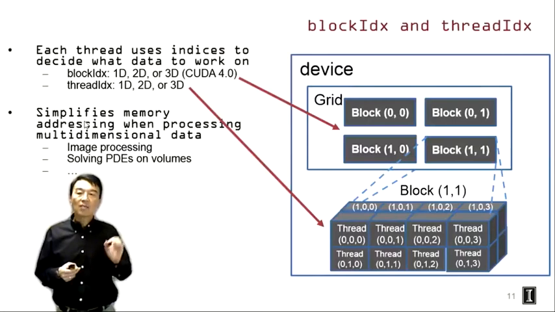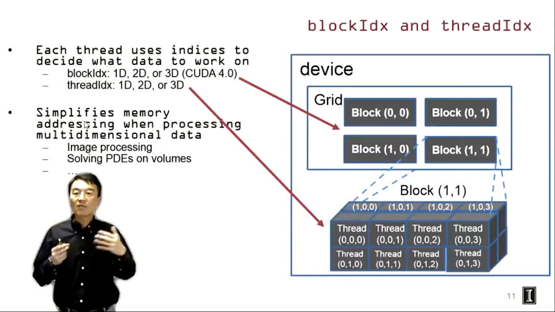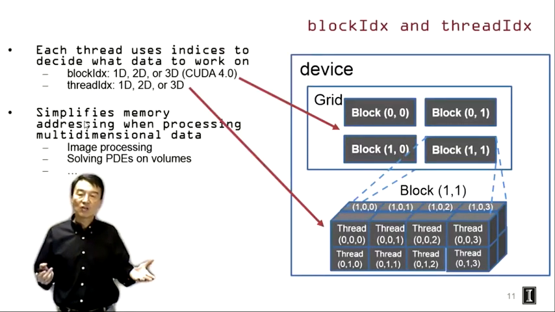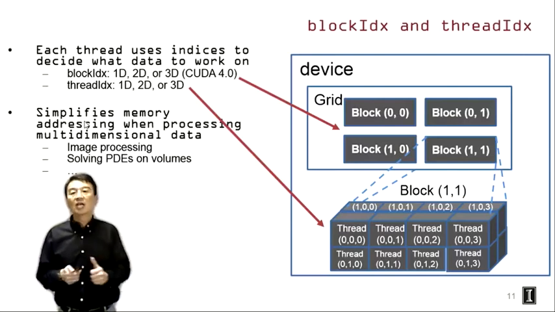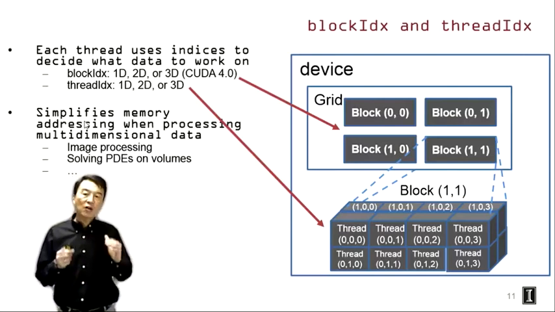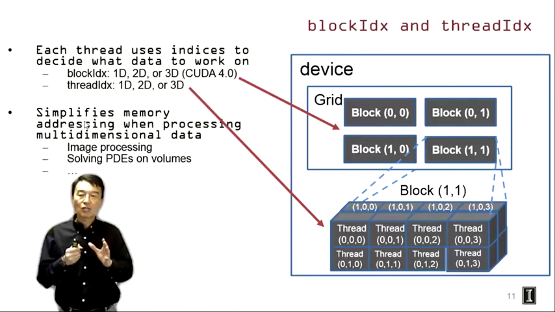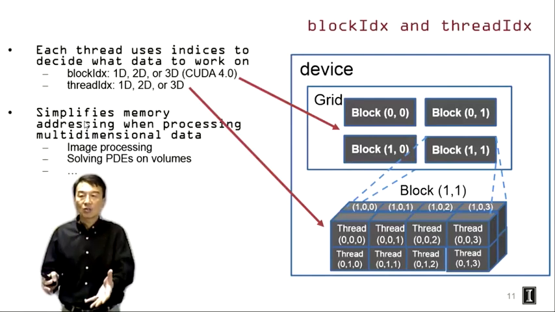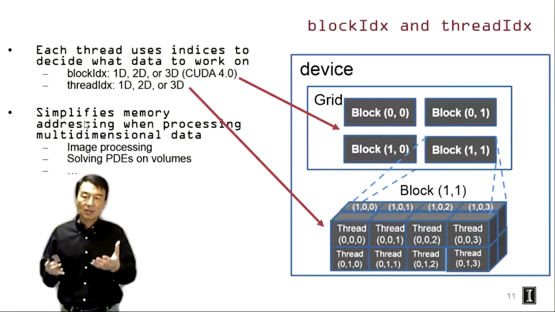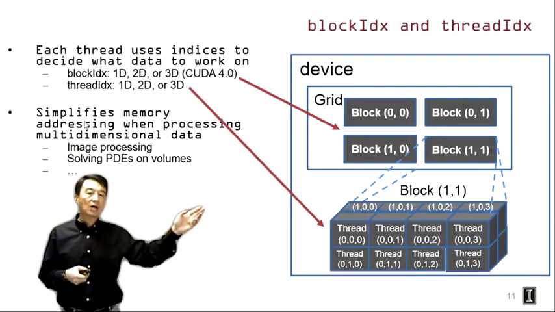In reality, many applications operate on two-dimensional data, such as images, or three-dimensional data, such as a volume in a differential equation solver for computational fluid dynamics. So that's why it's very convenient to be able to use 1D, 2D, or 3D block indices and thread indices, so that we can map conveniently to two-dimensional or three-dimensional data and keep the program easy to read.